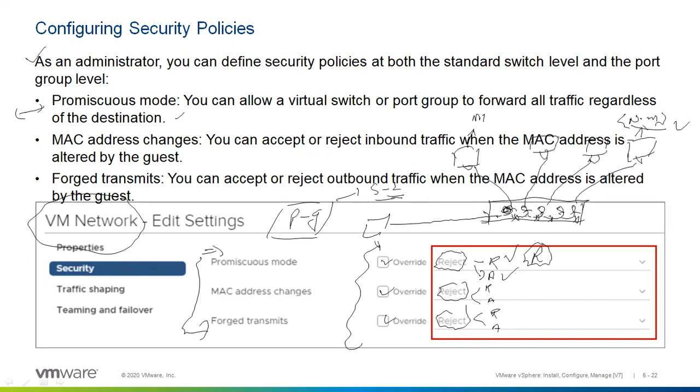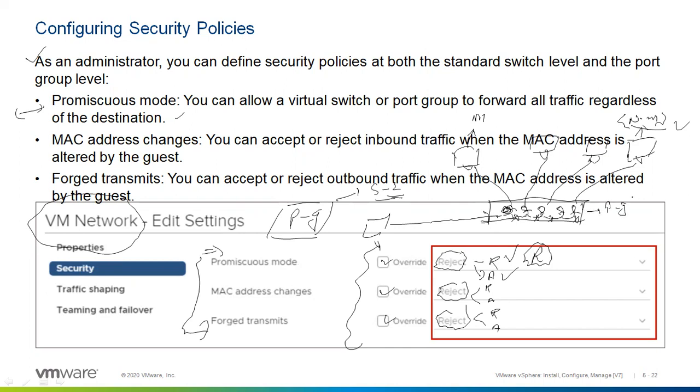Sir, one question. Why do we enable promiscuous mode? It captures the traffic of the whole switch, but whatever we configure... No, no, in port group, yeah. Sorry, in port group. I'm talking about port group.